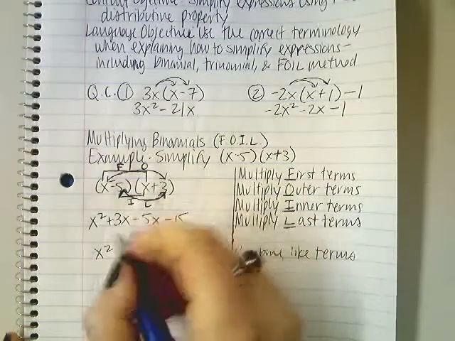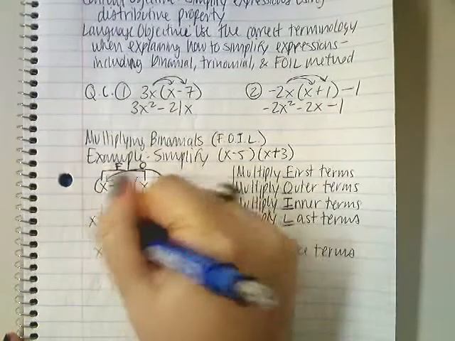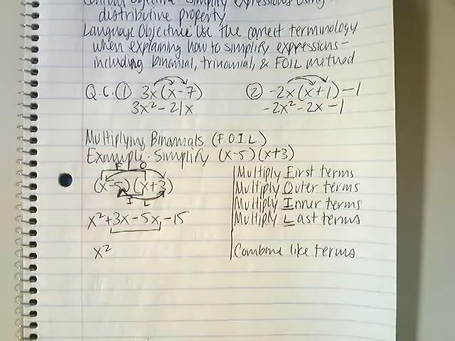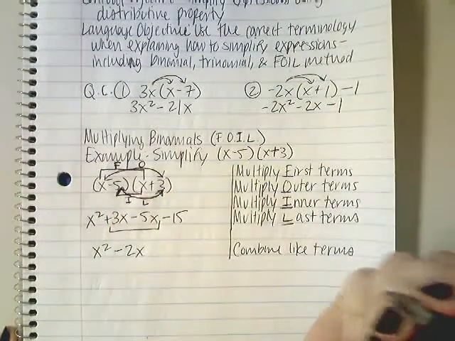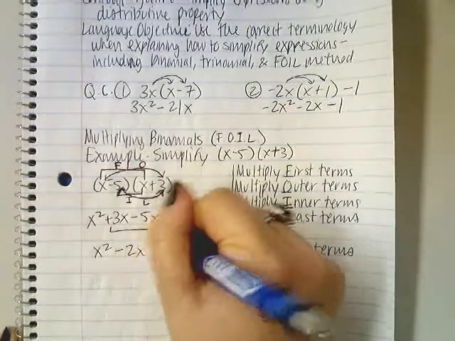So I end up with x squared, since that can't combine with either of these x's, but the two terms with just an x come next. So I have negative 2x when I combine 3x and negative 5x, minus 15.